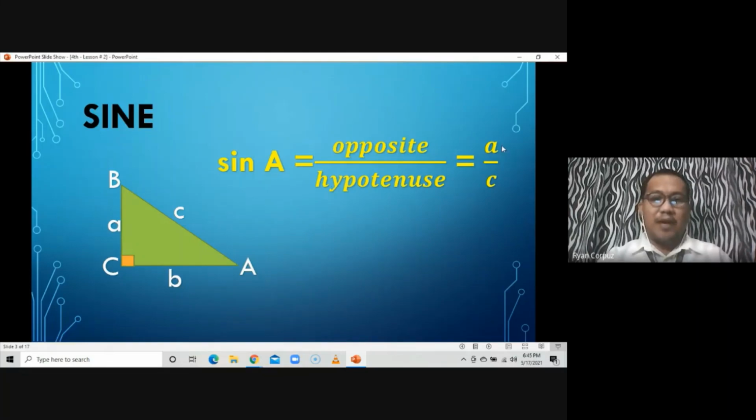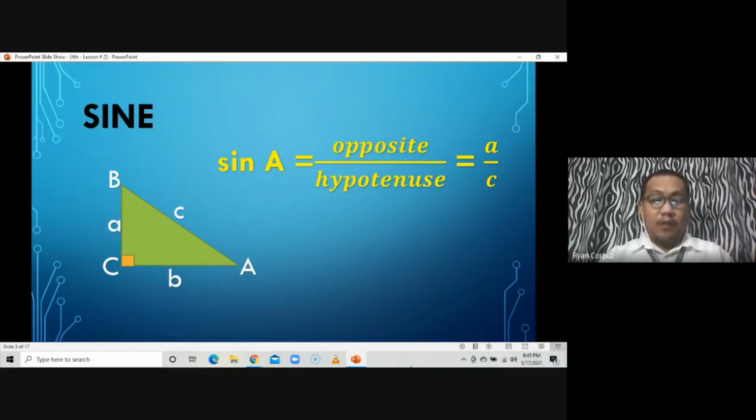So that should be A over the hypotenuse. Of course, the hypotenuse is the longest side in a right triangle, diba? So that is C. So if we are going to apply sine A, it will be equal to opposite over hypotenuse, which is equal to A over C, if we make use of the letters being used in the given right triangle.